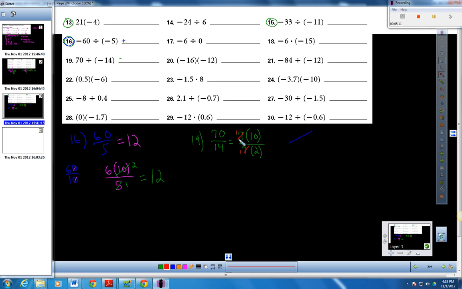So now this makes it a little easier, because I just have 10 divided by 2. And we should all know what 10 divided by 2 is. We can write that 10 divided by 2 is 5. And that's how to use that chunking method and cross-cancellation to make division problems a lot easier to solve.